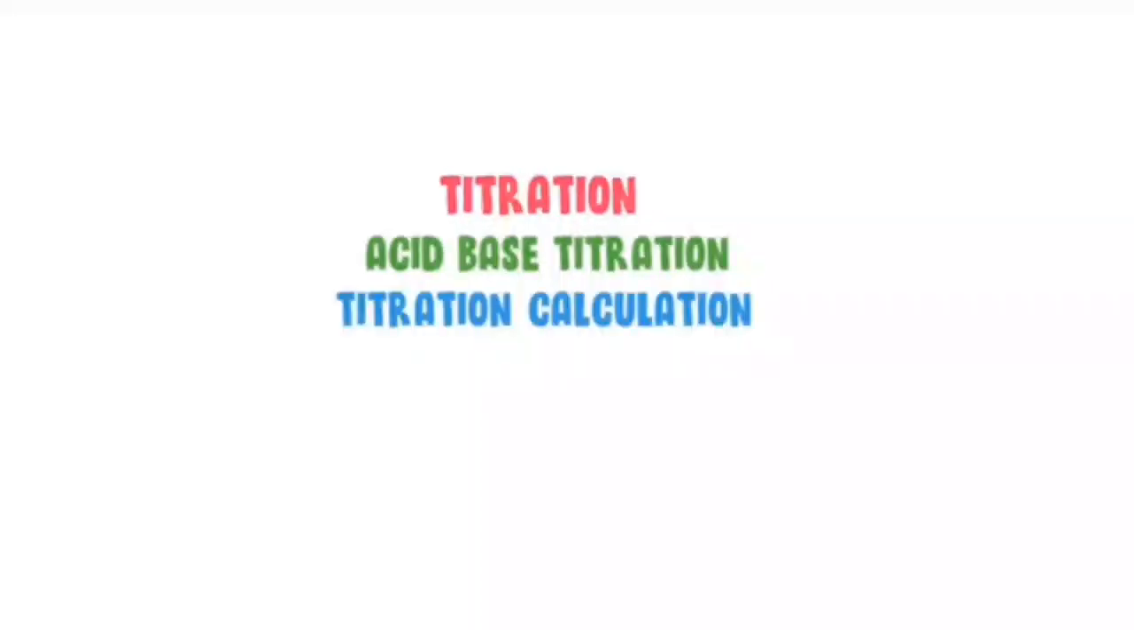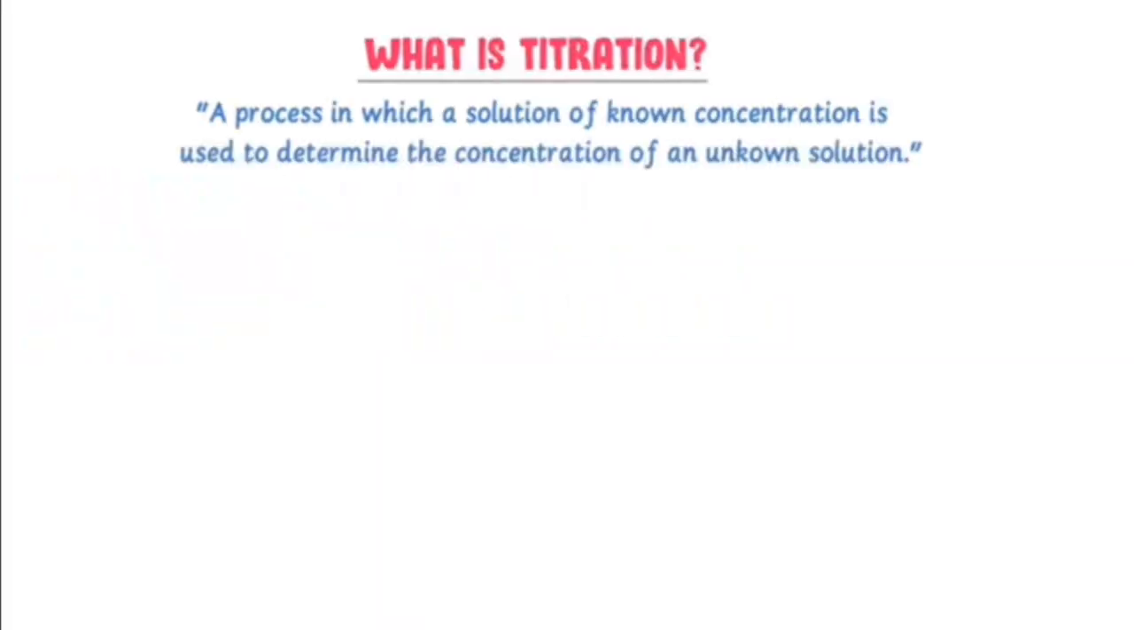Titration, acid-base titration, and how to do titration calculation. Now, what is titration? Titration is a process in which a solution of known concentration is used to determine the concentration of an unknown solution.